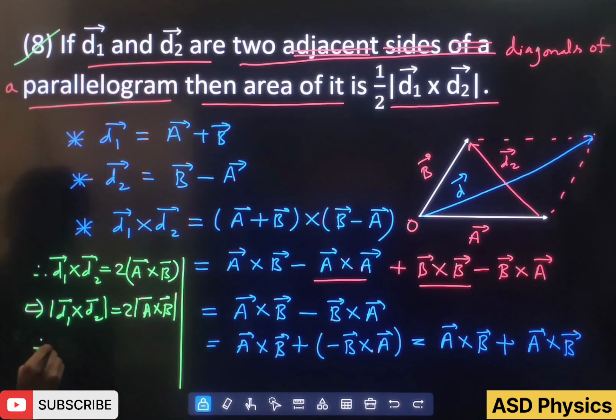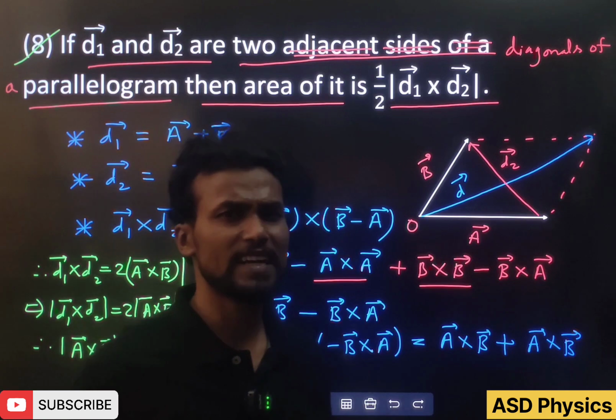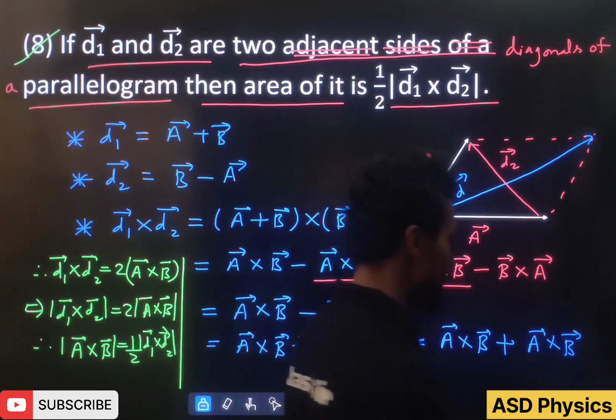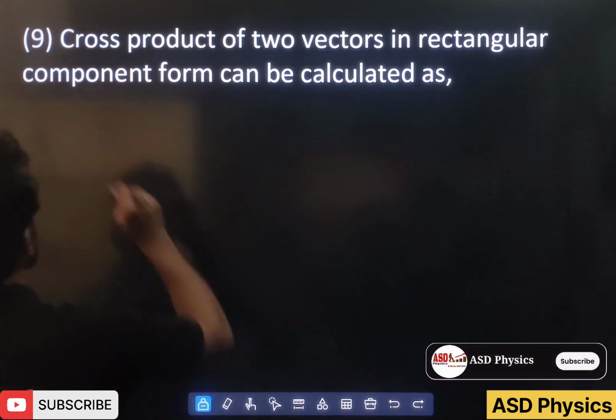These basics are very, very important. So if I write the area, that means mod of A cross B is half of mod of D1 cross D2. In this way, students, we have learned a lot of basics, but remember that if they are talking in terms of diagonals, that means half of D1 cross D2. If they are asking in terms of the adjacent sides, then directly mod of A cross B. Okay, great. Next, see the next properties.